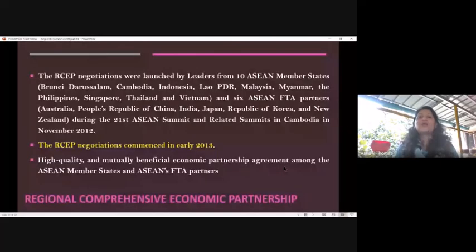The negotiations began with meetings in 2012, which came up as an agreement in 2013. And this is basically looking into the overall development of these 16 nations which are engaged in the integration. So ASEAN principles would be followed, plus the ASEAN FTA partners would also join together to help each other in promoting trade relationships within those countries. That's why we say that it is a comprehensive economic partnership.